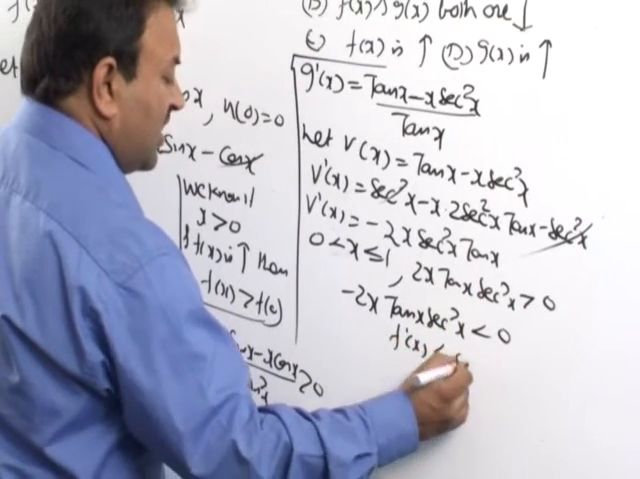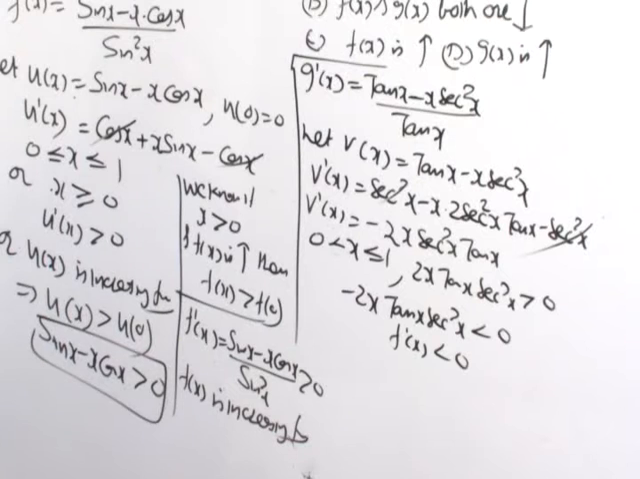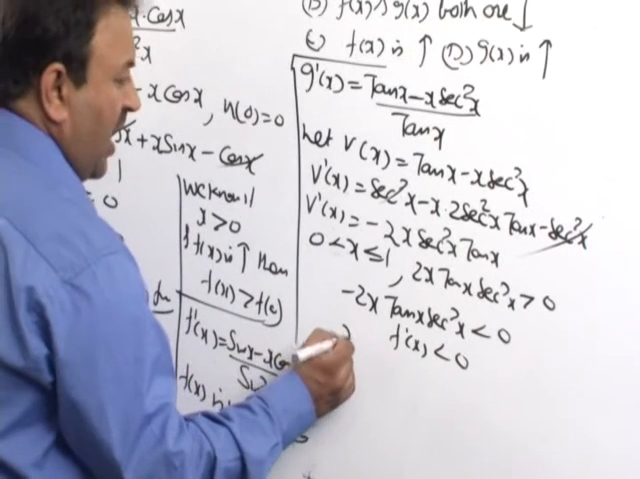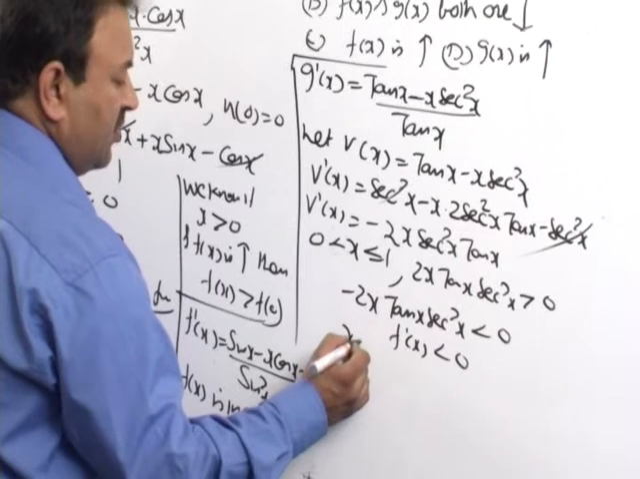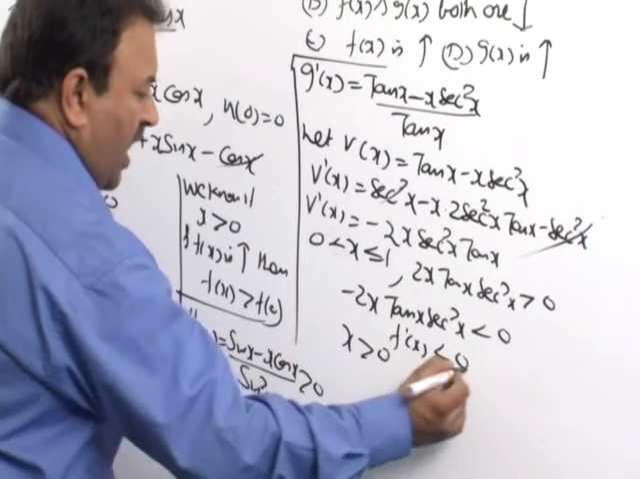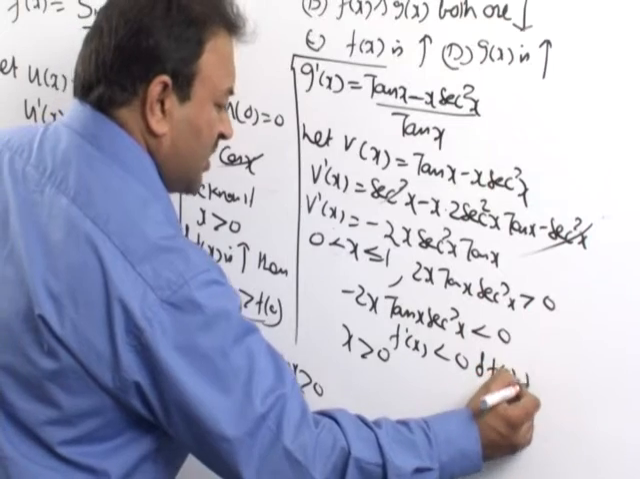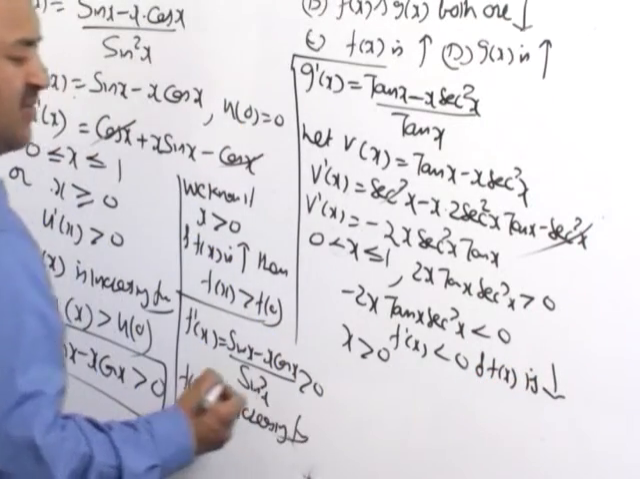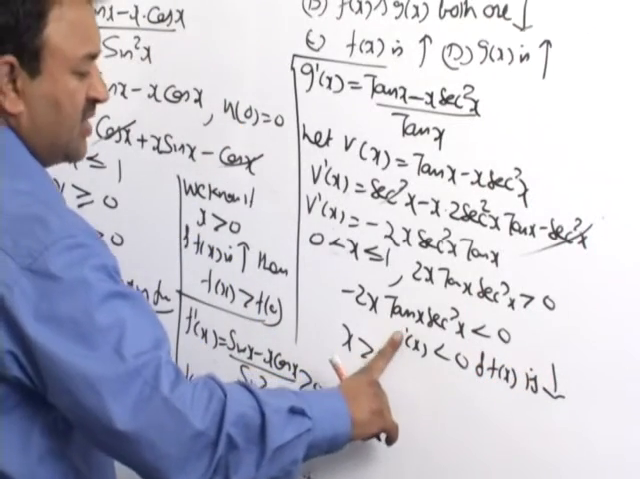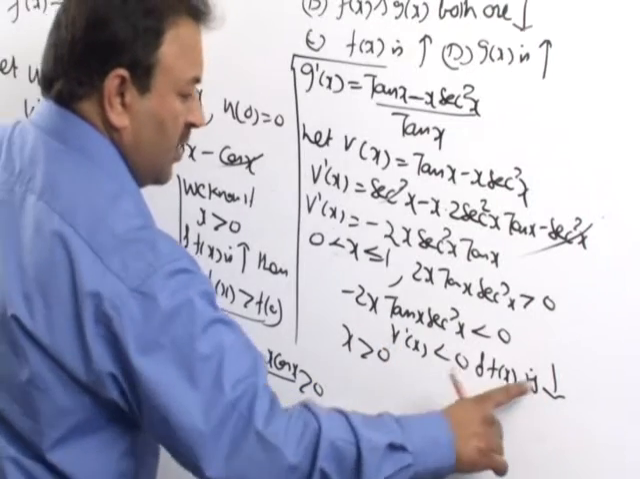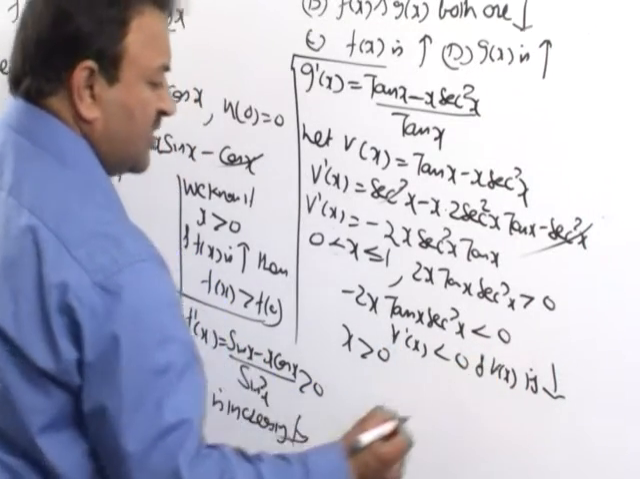v dash x is less than 0. So I can say x is greater than 0, and v x is decreasing. यहाँ से I can say v x is decreasing. This is v dash x. This is v x is decreasing.